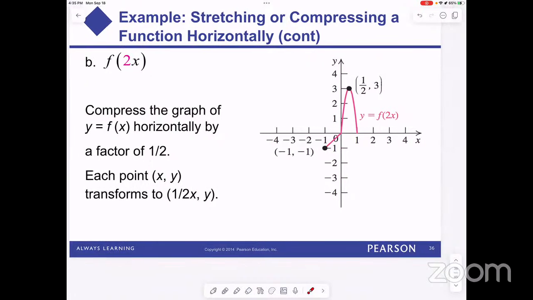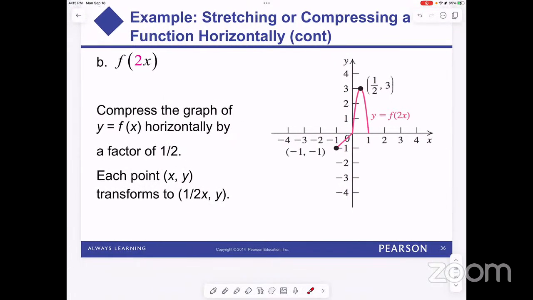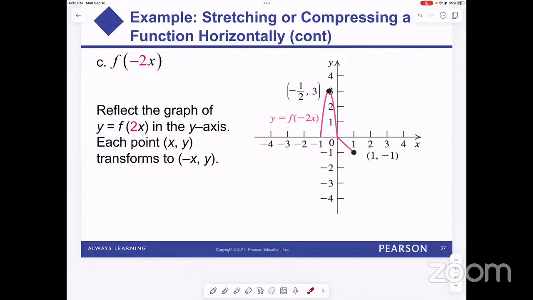And then lastly, when we multiply the inside by -2, it's going to be the same image, but we're going to flip it horizontally over the y-axis, and we see it here. Okay.